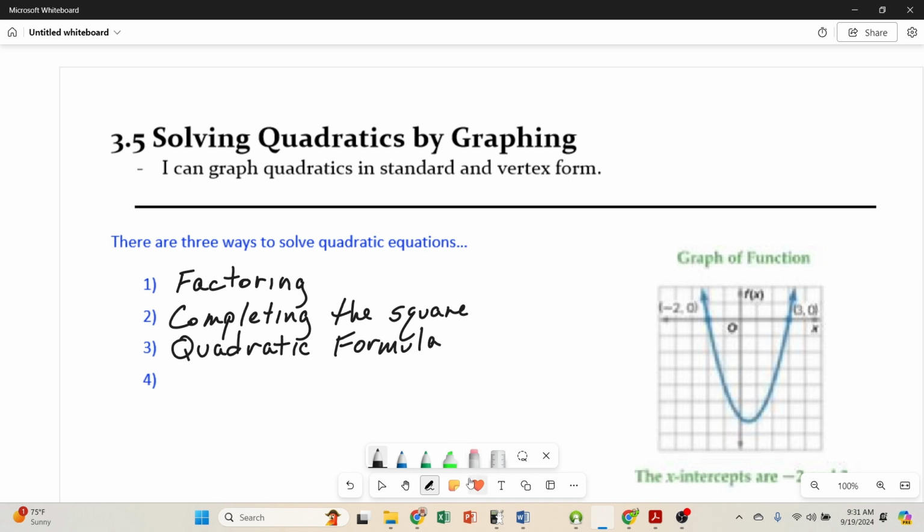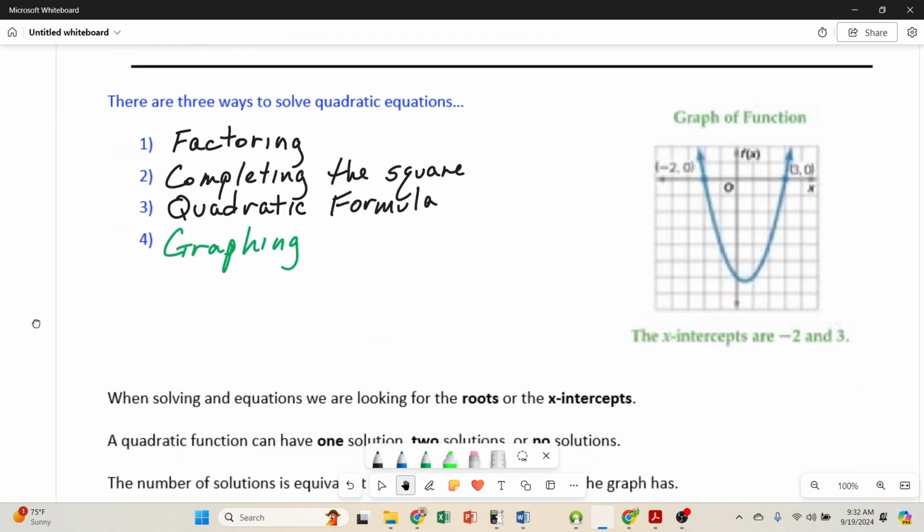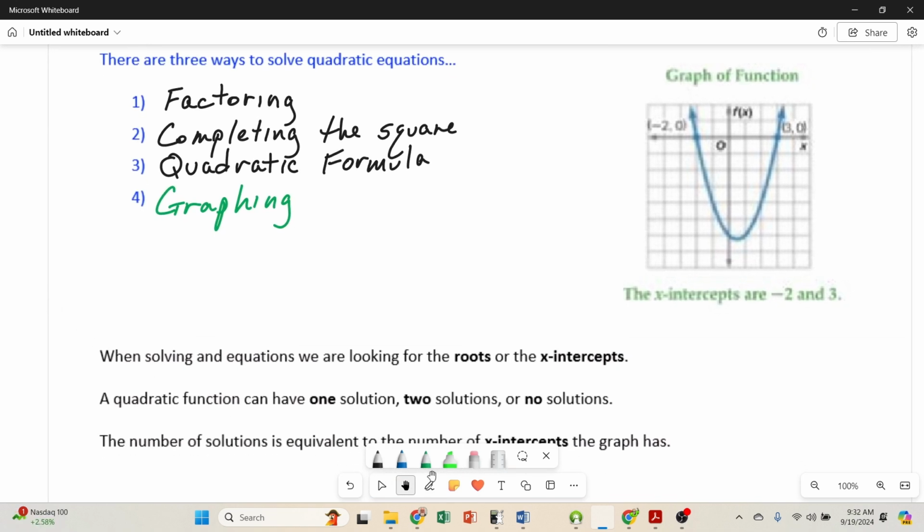But today I'm going to show you a method that uses graphing. We're going to use technology to help us solve a quadratic equation. Okay? So what does it mean to solve a quadratic equation? It means we find the x-intercepts of a graph or a function.